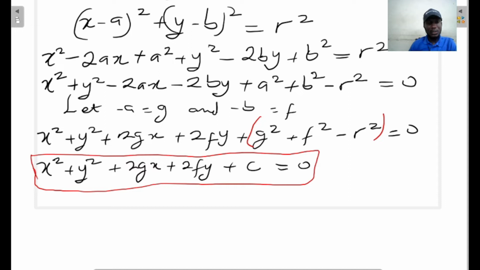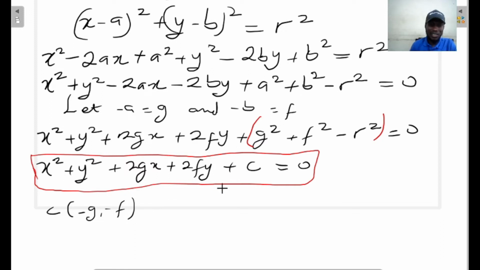with center negative g, negative f. And we are calling it negative g, negative f because from here, if you want to make a the subject, remember the center at this stage was (a, b). So here you see that if you want to make a the subject, the g will be negative, and if you want to make b the subject, the f will be negative.